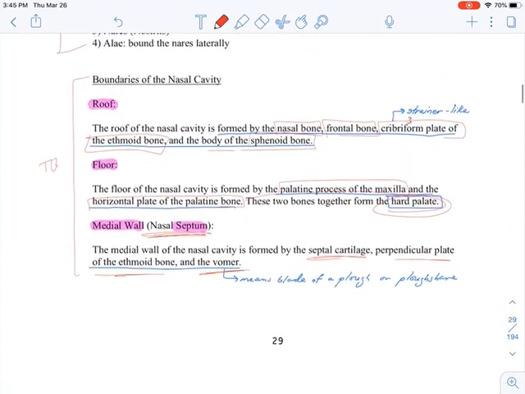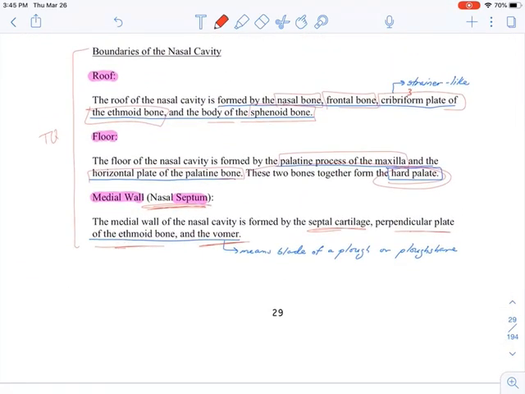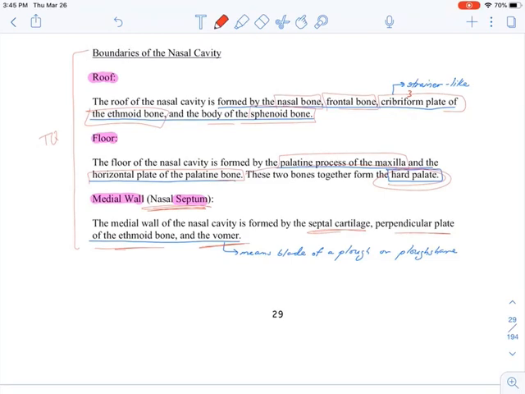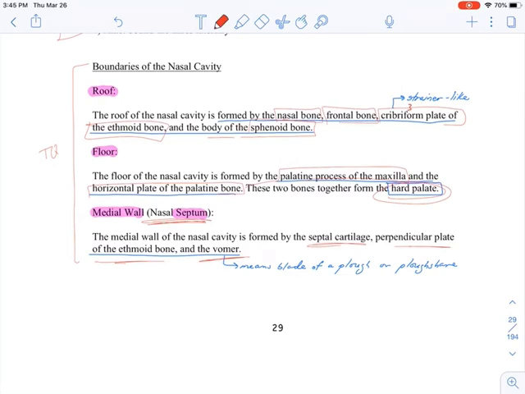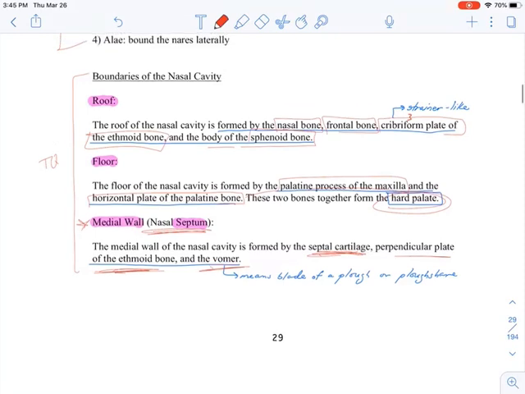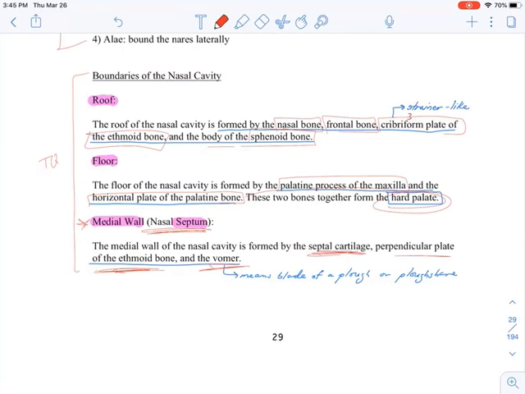So I know this is a lot to take in, boundaries of the nasal cavity. He can ask you about any of these: roof, floor, medial wall, or lateral wall. I would do your best. You know, medial wall, if I were to attack this, I would know this one because you just need to know less. Septal cartilage, perpendicular plate of your ethmoid, and then your vomer. Boom, you got your medial wall done.